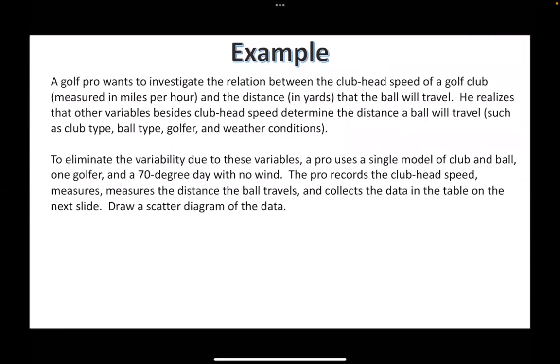So this is a whole lot of words. We have a golf pro. He wants to look at the relationship of the speed of his club head and the distance the ball travels.